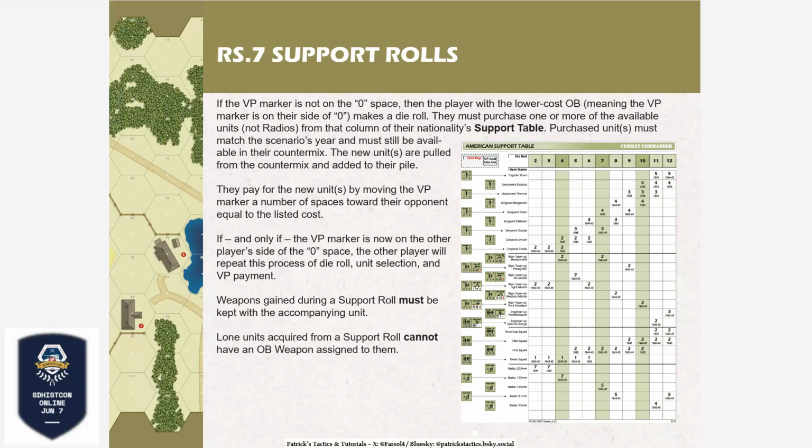Lone units that come in off a support roll cannot have an OB weapon assigned to them. So those also have to be kept separate. And I don't know if anybody, when you're in the heat of it and laying out all your units and stuff, actually remembers that one. I was kind of surprised I had forgotten it. That has absolutely caught me on more than one occasion. So, yeah, I try to very dutifully pull out the weapon team, pull out the heavy machine gun, put it aside. And that way they are stuck together, with the glue.